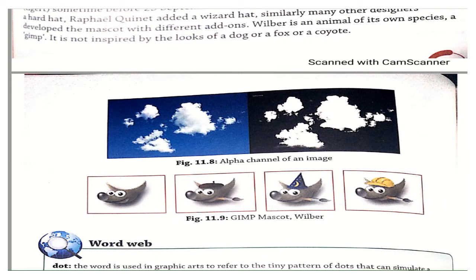There are different levels while editing our picture. Like first they have made a picture of a fox, and then they have added a pen and a cap, and here you can see the different caps. So this is what it is. It is Wilbur, the mascot.